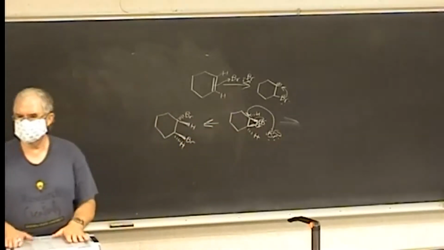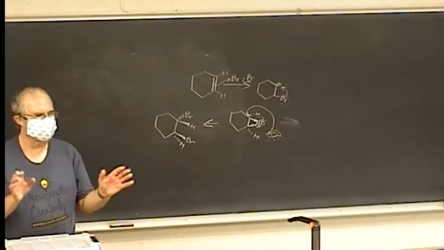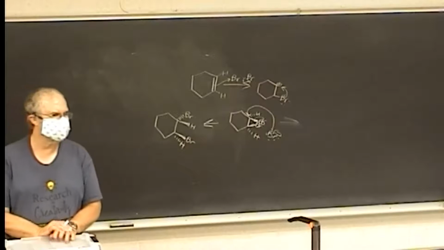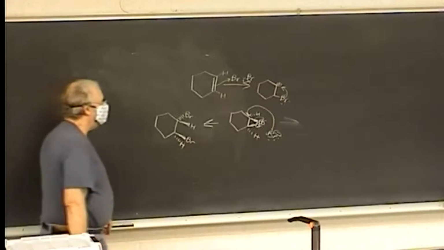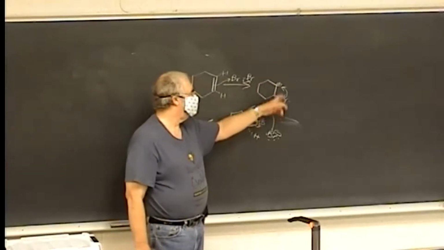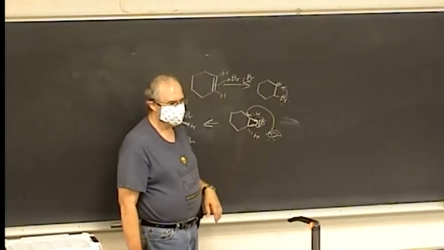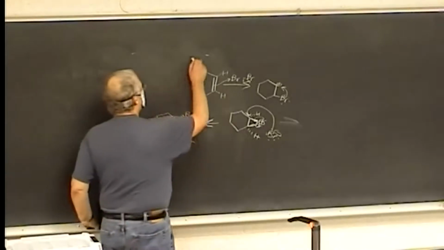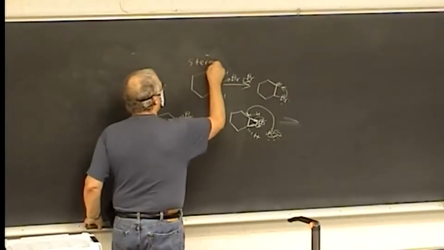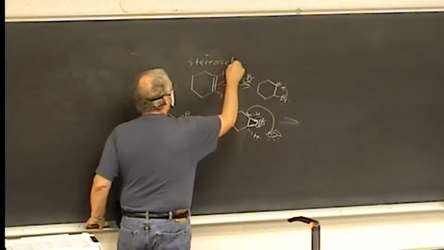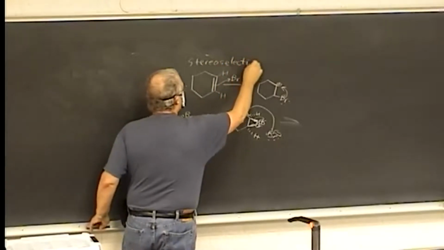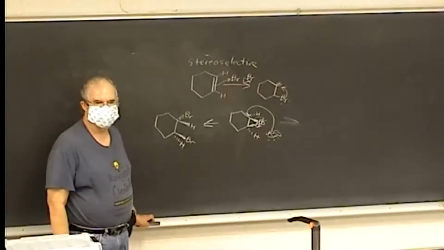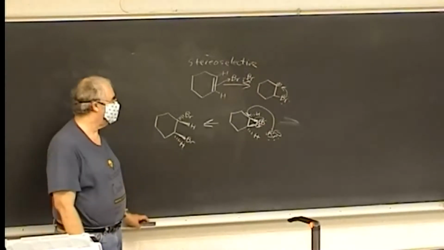This mechanism explains why you only get the trans. You don't get a cis, you don't get a mixture of cis and trans. If this ring did not close, then we would indeed get a mixture of cis and trans, but we only get the trans. So this is an example of a stereoselective reaction. It prefers a particular stereoisomer, namely the trans.